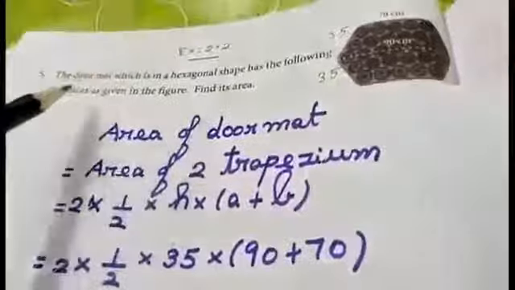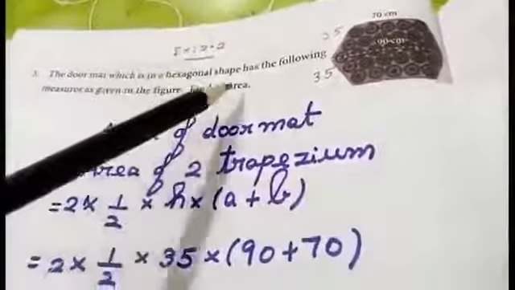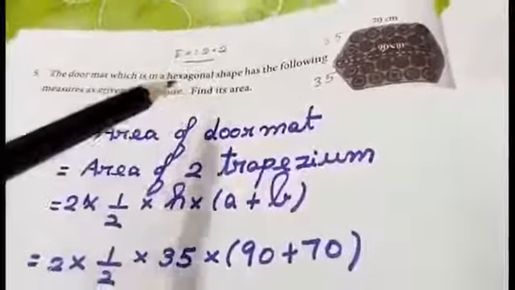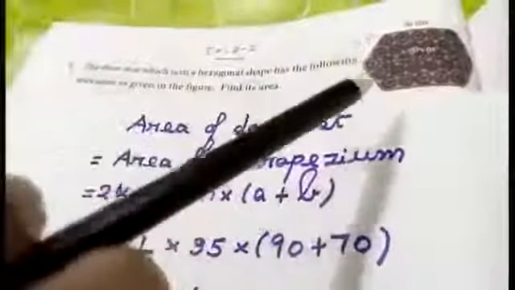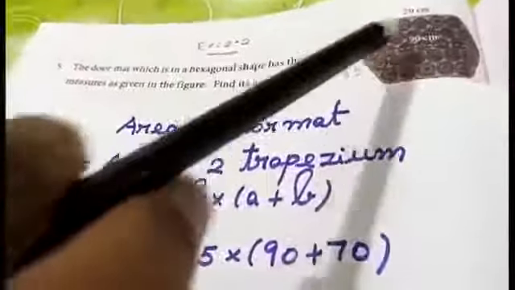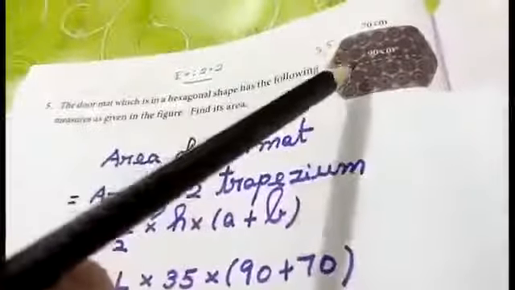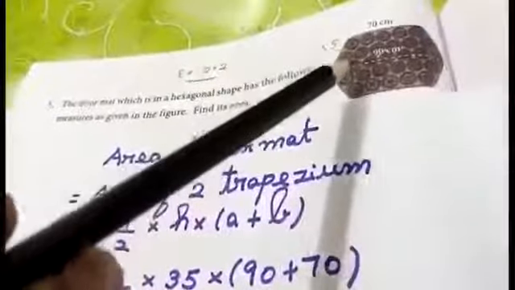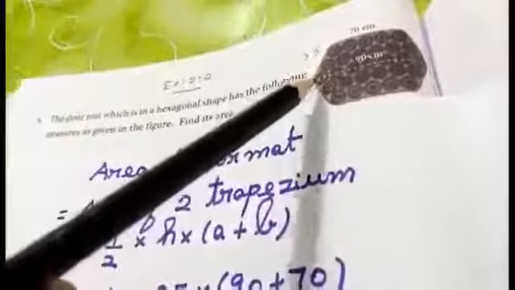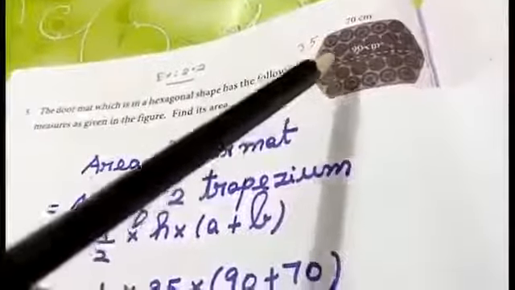Exercise 2.2 fifth sum. The doormat, which is in hexagonal shape, has the following measures as given in the figure. Find its area. What is the meaning of hexagonal? A figure which is having 6 sides is known as hexagonal shape. If you see this doormat, I am having 6 sides in the outer part. I am going to divide this doormat into two parts. In the middle they have drawn a dotted line. If you notice, the figure is divided into two parts and the two shapes represent the trapezium.